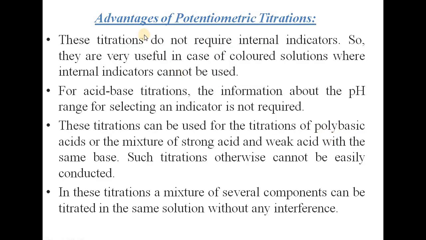So what are the advantages of potentiometric titrations? These titrations do not require any internal indicators, so they are very useful in case of colored solutions where internal indicators can't be used. Second, for acid-base titration, information about the pH range for selecting an indicator is not required in potentiometric titration. We just have to measure the EMF of the cell and we will get the end point.